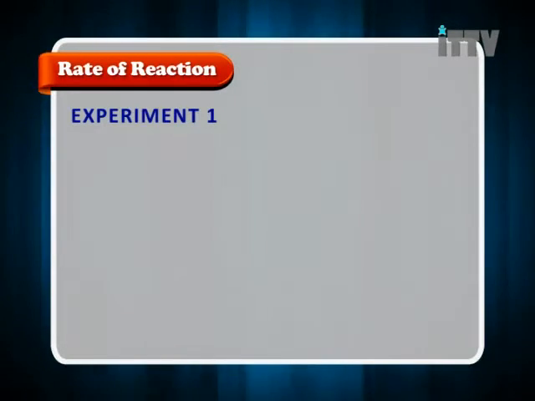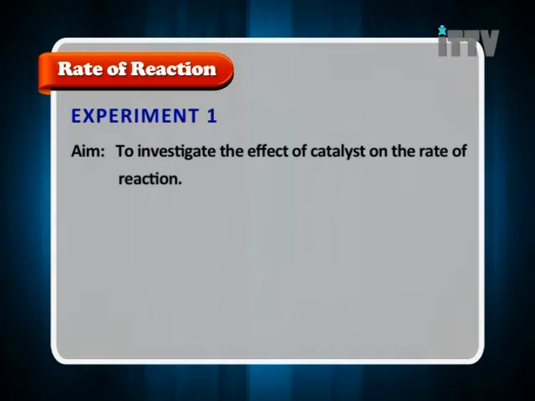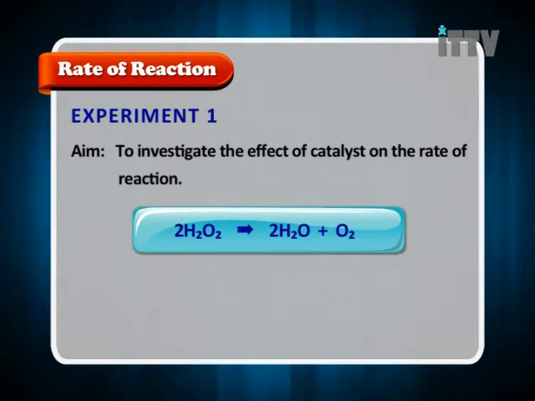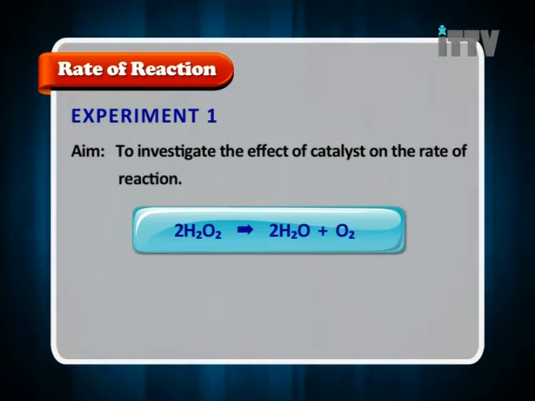Experiment 1. To investigate the effect of catalyst on the rate of reaction. The decomposition of hydrogen peroxide: 2H2O2 produces 2H2O and O2.